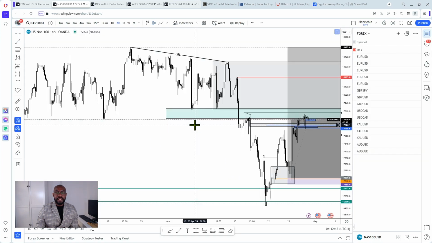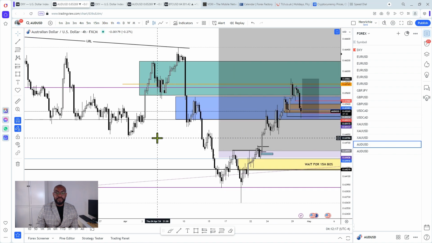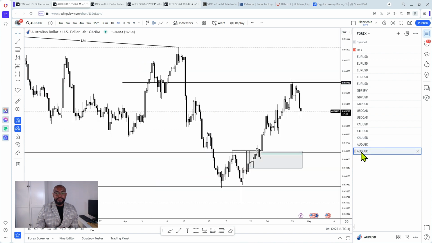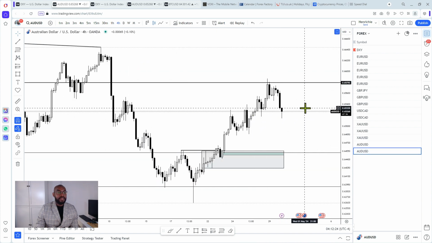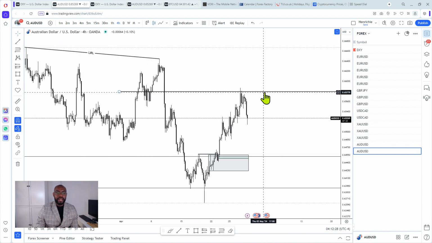And we're going to look at AUD US dollar as well. So for AUD US dollar, I was looking for re-entry into the marketplace. And right here, as you can see, after price tapped my target. This right here is my first target on AUD US dollar. That was why I told everyone to close their trade.